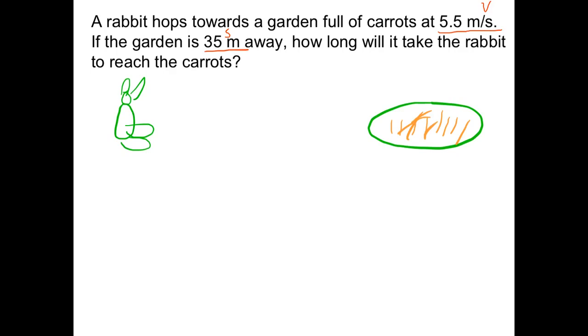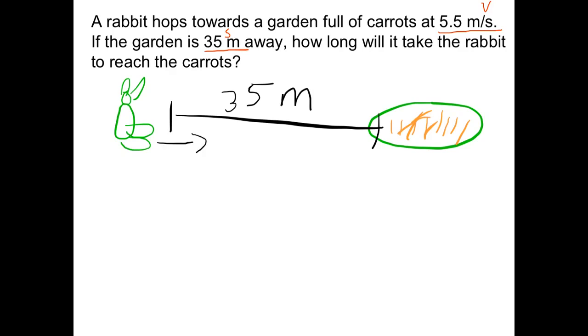The garden is 35 meters away, and we know the rabbit is moving towards the garden at 5.5 meters per second. So there's step 1 and 2. I drew a picture and I labeled it, putting down all the values I found in the problem. Step 3 is to think about what's going on here.